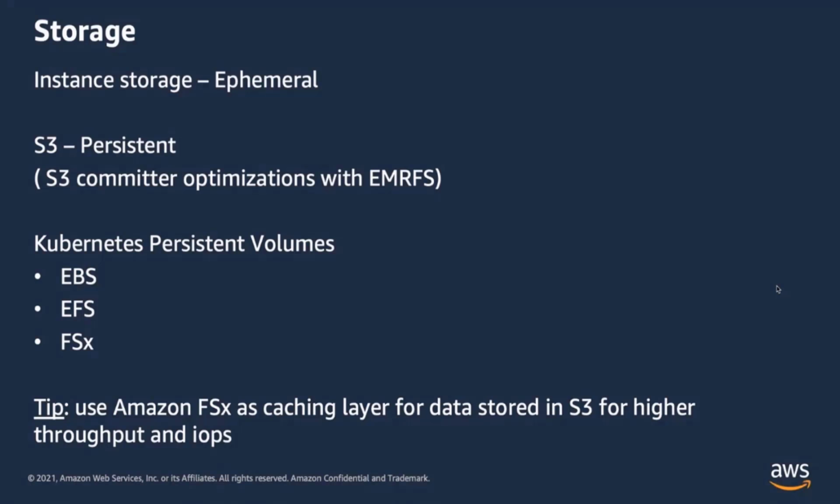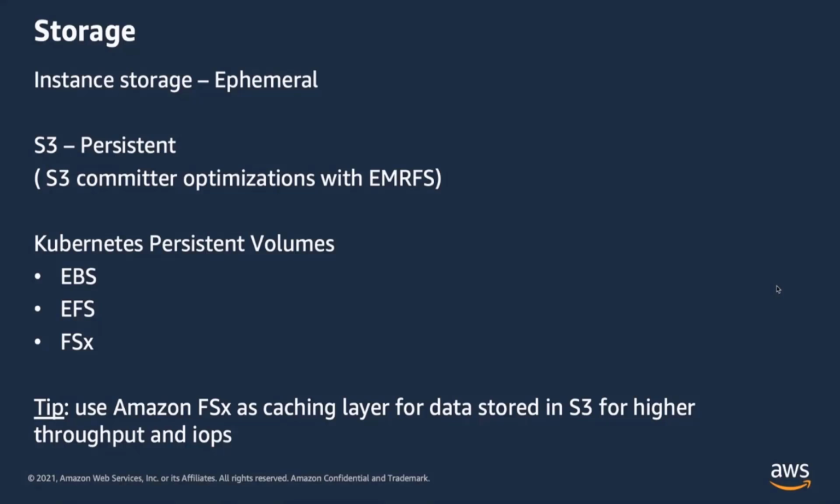This is perfectly fine. For your persistent storage needs, you can use S3 using the S3:// prefix. With EMR on EKS, the Docker image contains the optimized Spark runtime, which also has the EMRFS component bundled together. This EMRFS has a lot of optimizations in how it commits to S3. So you can also leverage the power of Kubernetes persistent volumes. You can use EBS, EFS, or FSx.